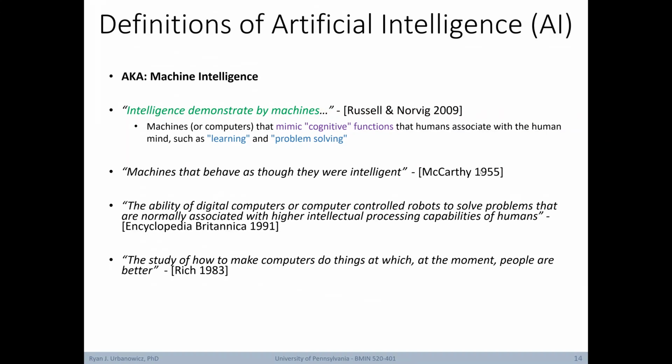Another, the study of how to make computers do things at which, at the moment, people are better. And lastly, getting computers to do tasks that require human intelligence. Right? So these are all reasonable but slightly different definitions of AI. So there's a common theme that emerges here where we have this idea of getting computers to do things that humans are normally capable of, doing it faster, more effectively, but basically mimicking humans for the most part.